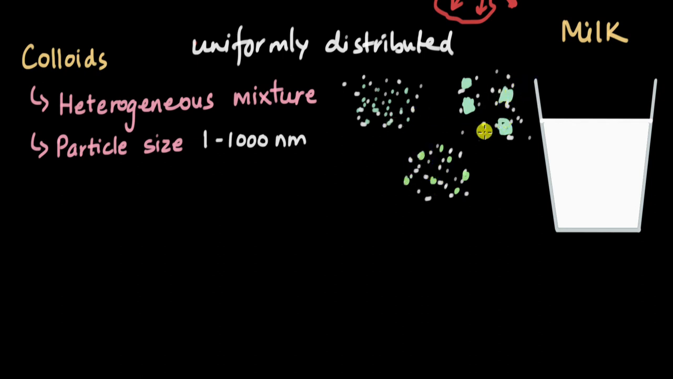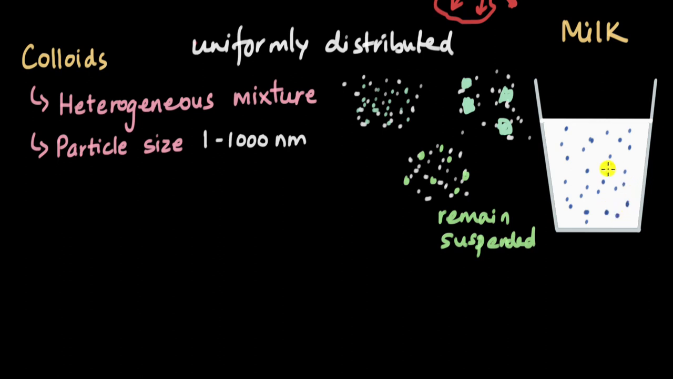But because the particles are much smaller than the particles in a suspension, these particles remain suspended. The colloid particles, they remain suspended and uniformly distributed. So in the case of milk, you have these liquid droplets of fat. I'm showing fat with blue droplets. You have these liquid droplets of fat uniformly distributed across the body of the milk, but they aren't dissolved. They are just suspended in milk.